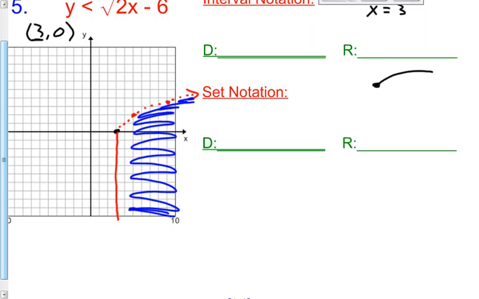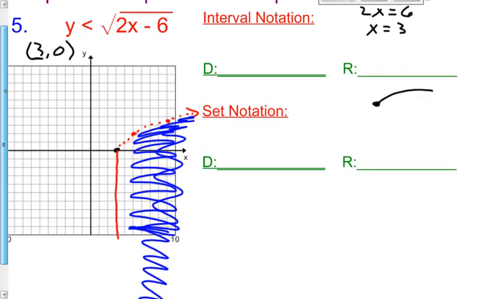Now your shading is going to follow this dotted line as it goes up and to the right. And it's going to go down for negative infinity. Okay? So that's how our graph looks. This is what I expect to see on a test. So I just want to make sure that we're very clear in what I expect from you.